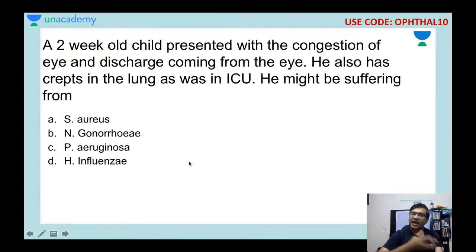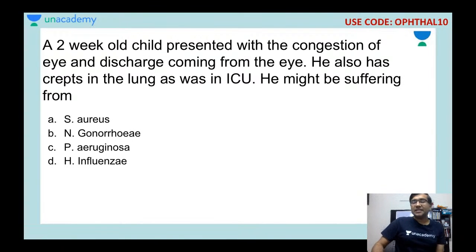Okay, then we have another question. Let's say a 2-week-old child presented with the congestion of the eye and discharge coming from the eye. He also has crepts in the lungs as he was in ICU. So the patient was earlier in the ICU. He is having a redness, congestion and discharge from the eye. What is he suffering from? He may be suffering from Staphylococcus, Neisseria gonorrhoeae, Pseudomonas infection or Haemophilus influenzae infection.